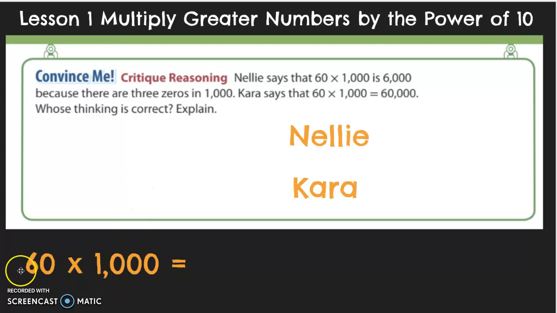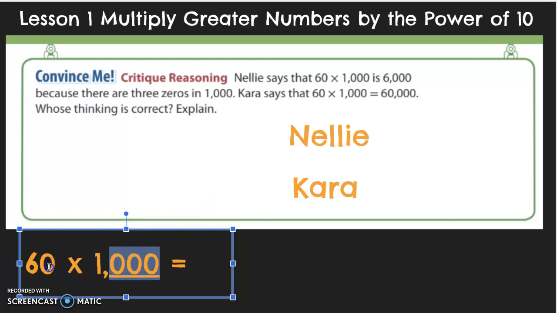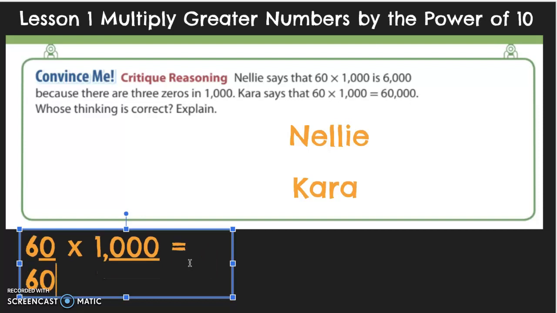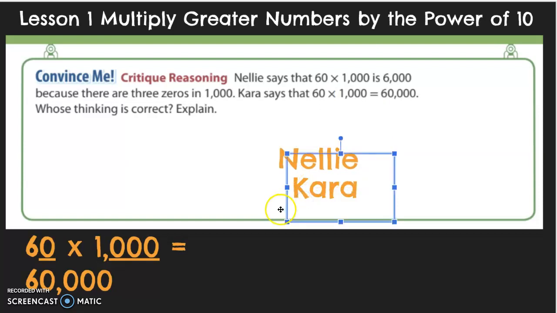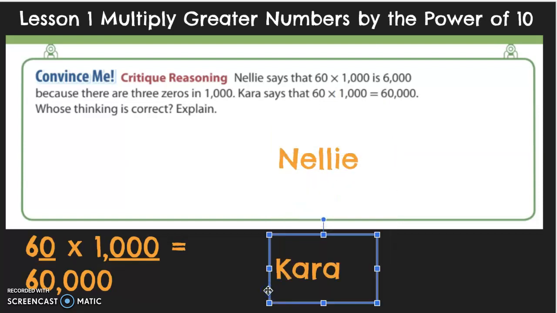Hopefully, when I did this, you get the same answer as I do, but Nellie was right, there are 3 zeros in 1,000. But we also have to count the 0 that's over here in the 60. So that's 4 zeros. So when I do this, I can do the 6, but I have to add 4 zeros. So my answer actually would be 60,000, and Kara is actually correct.